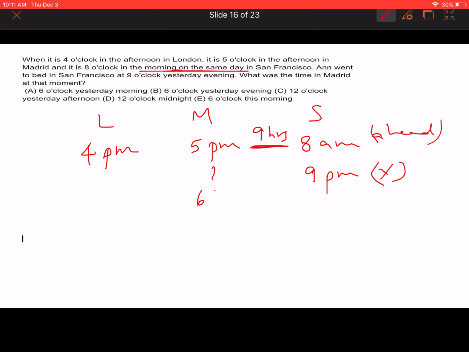Now we have to determine whether that is AM or PM. So it's behind, right? Yesterday night, so it is today's morning, 6 a.m. Today 6 a.m. That's the difference. This is yesterday, this is today, because we calculated that San Francisco's time is behind Madrid's time. So the answer is 6 o'clock this morning. E is the option.